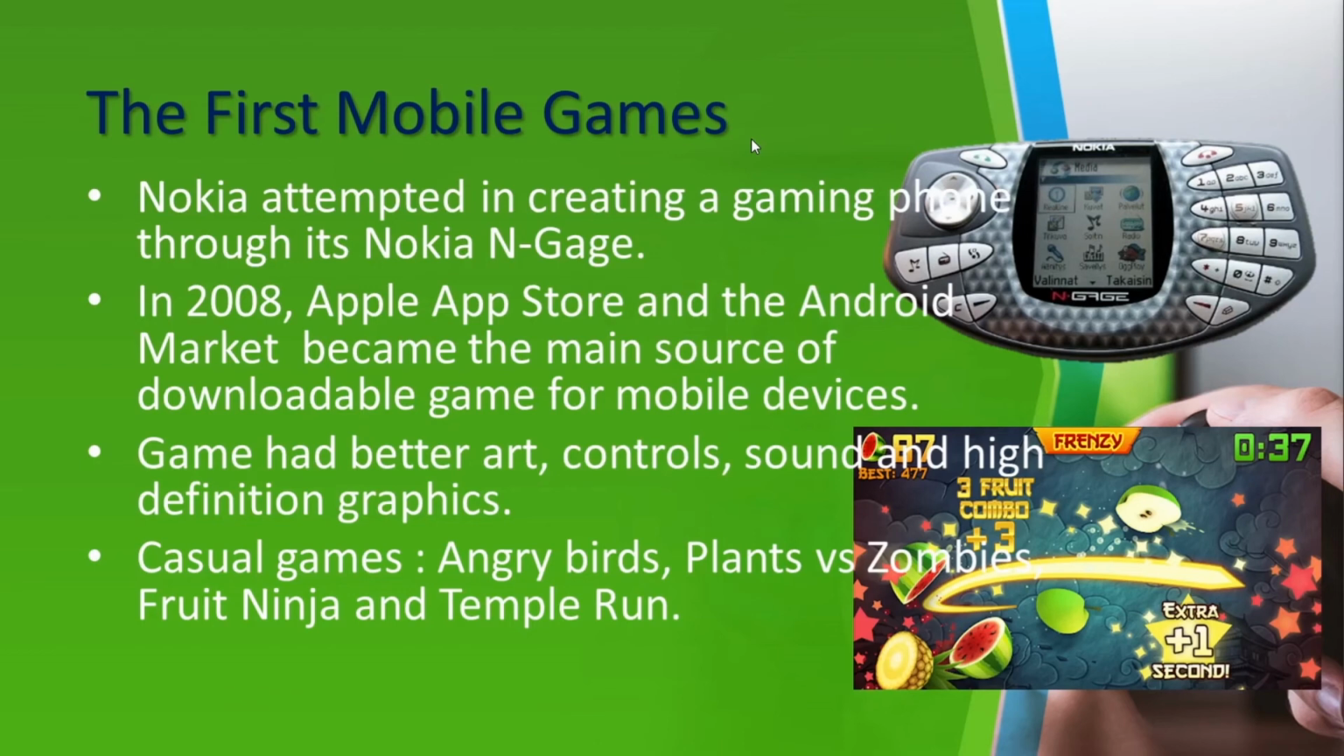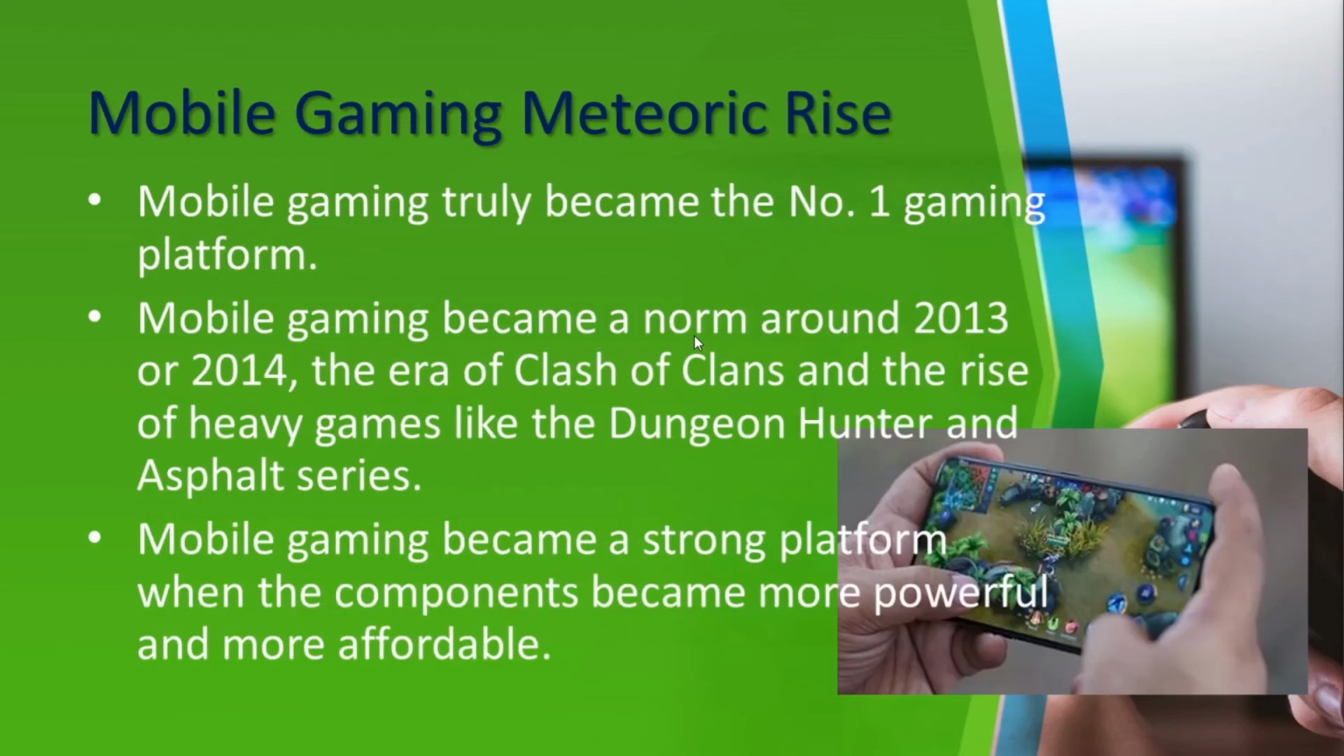In 2008, the Apple App Store and the Android Market, which is currently known as Google Play Store, became the main source of downloadable games for mobile devices. So games had better art, controls, sound, and high-definition graphics. Here are some examples of casual games that you can currently play on your mobile phones nowadays: Angry Birds, Plants vs. Zombies, Fruit Ninja, and Temple Run.